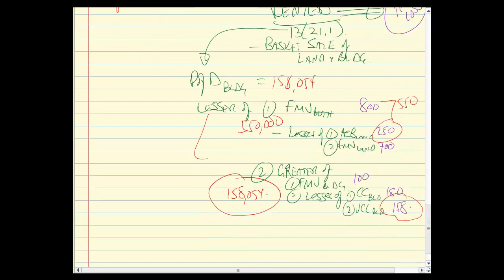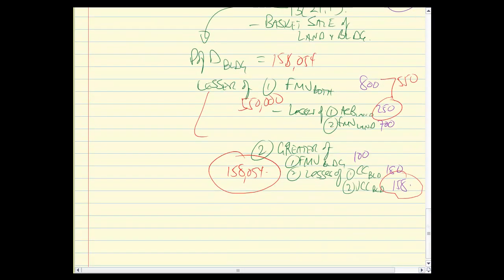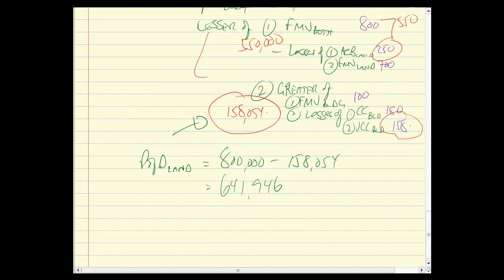But this is not in vain. So let me just finish this, okay? This is not in vain, because what comes out of this is these are the proceeds on the building. What then are the proceeds on the land? Jennifer. 800, the full sale price minus what's been taken up by the building. And so this ends up being 641,946. That's the proceeds. Now I know the cost of the land from the question is 250.